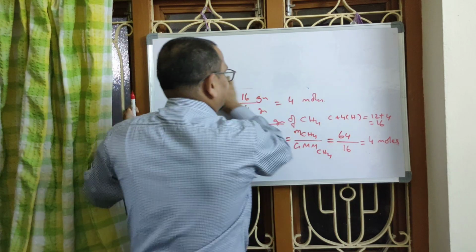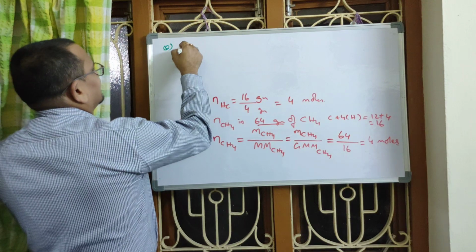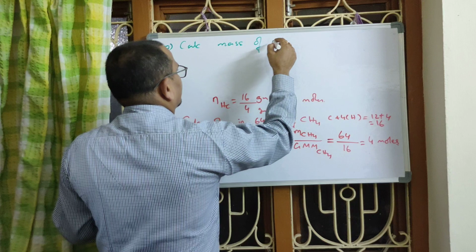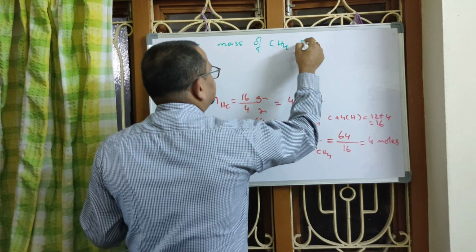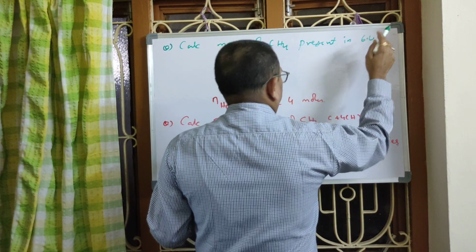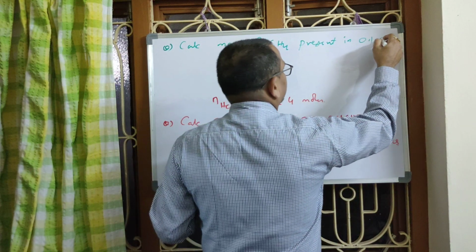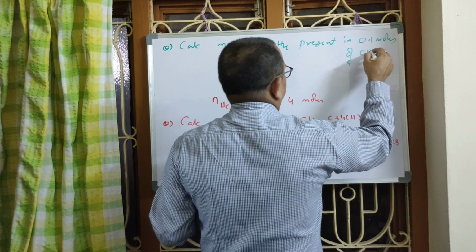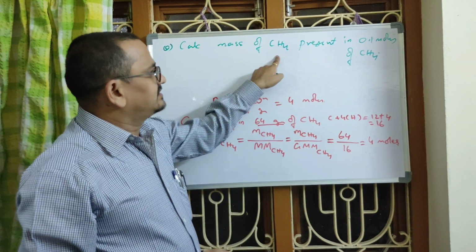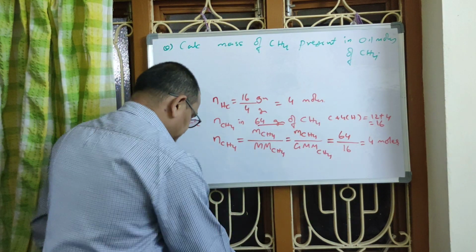This time we will take the question in a reverse way. The question is: calculate the mass of methane present in 0.1 moles of methane. Whatever the way of the question, right?